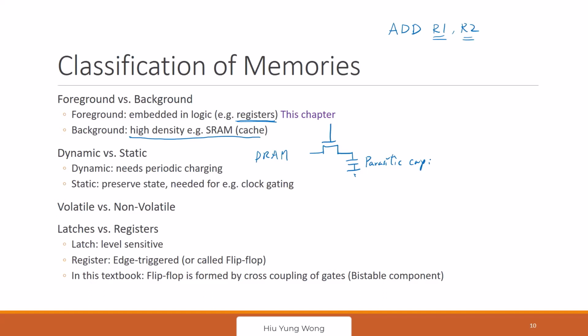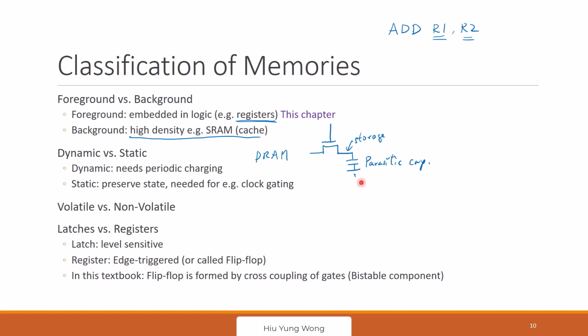But the problem is what? If I store a charge here, if you still remember what we talked about before, this is just like a dynamic logic. This node is floating. If this transistor is off, the charge will leak away. So for DRAM, you need to refresh them every millisecond or whatever. I don't know the number, right? It's not just that it's volatile.